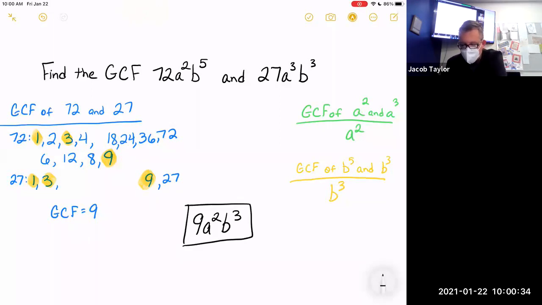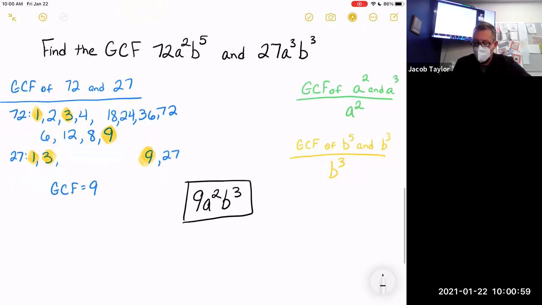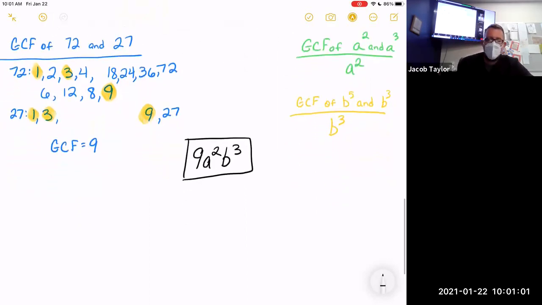Now what this tells us is our 2 original terms, our 2 original monomials, 72a squared b to the 5th and 27a cubed b cubed, both of those could be divided by 9a squared b cubed, which is important to us because we are about to do that in order to factor. In order to do some factoring, we're going to have to find the greatest common factor and then divide it.